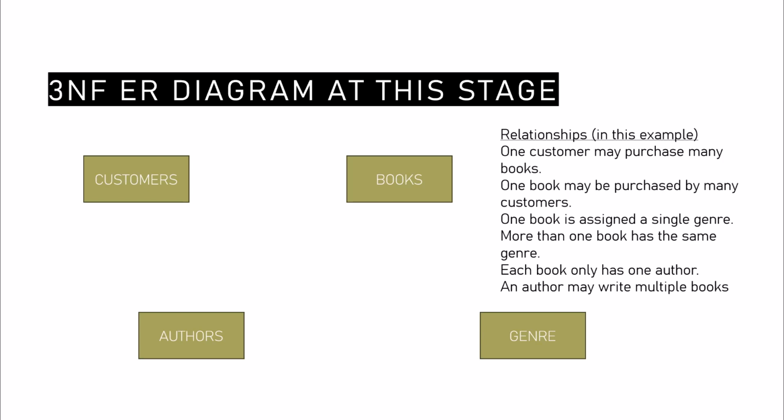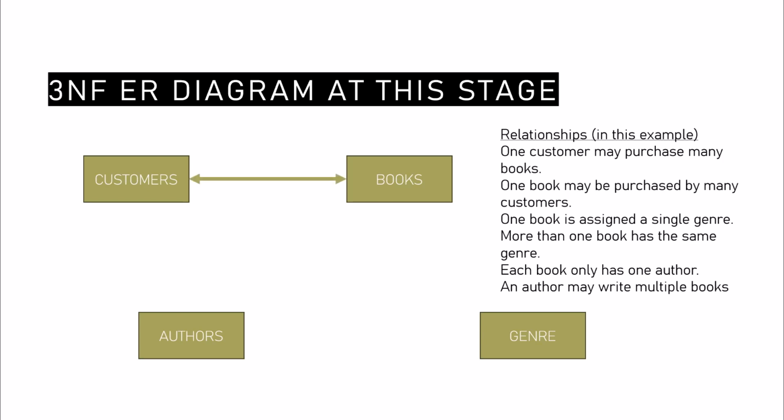So for example, one customer may purchase more than one book, and one book title, anyway, can be purchased by more than one customer. Now, for the purposes of this example, let's say that each book is assigned one genre and one genre only. However, more than one book can obviously be of the same genre. Likewise, for this example, let's say that each book is written by a single author, but one author can write more than one book.